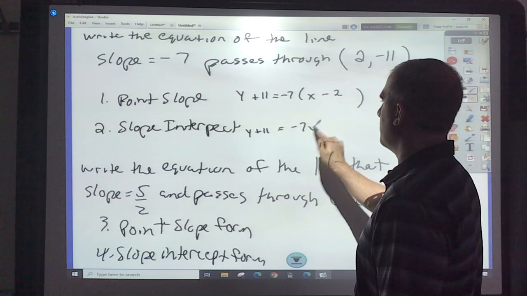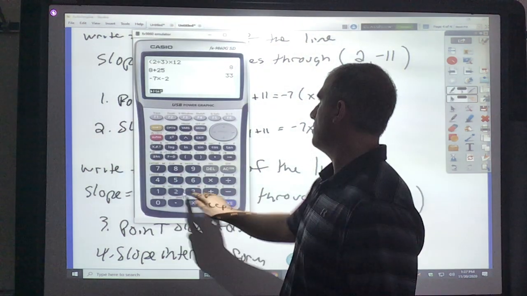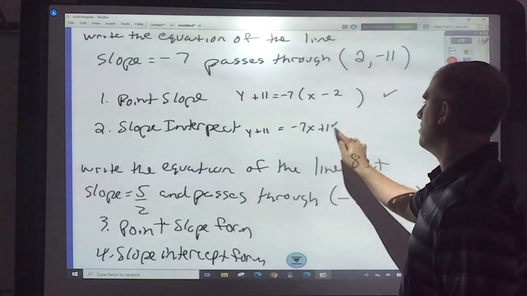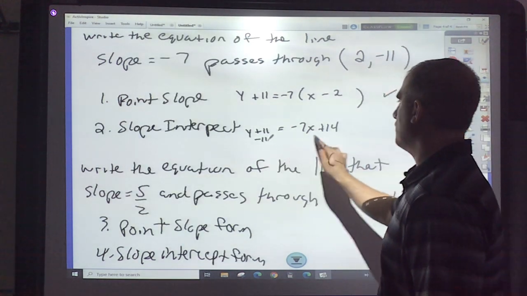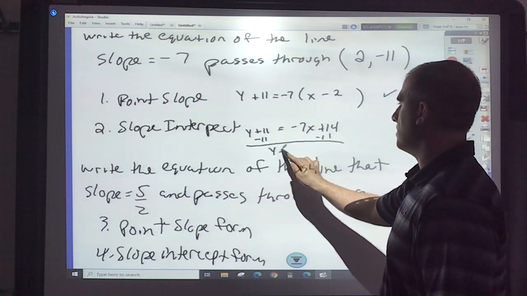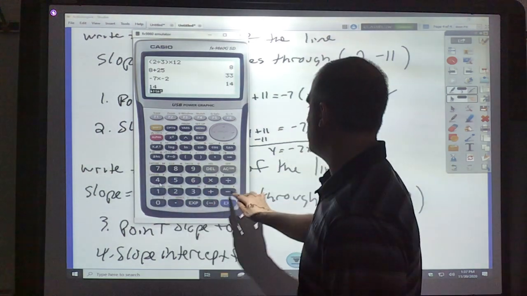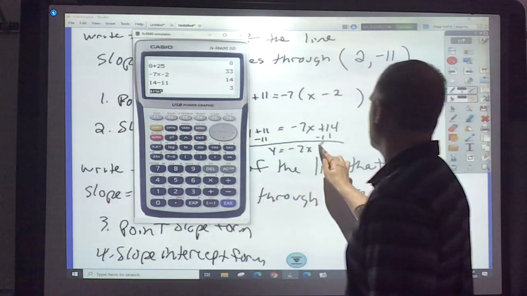-7 times x is -7x. -7 times -2 is +14. To get that in y equals, I just subtract 11. Make sure I go to that one. So y equals -7x. All right, 14 minus 11 is 3.